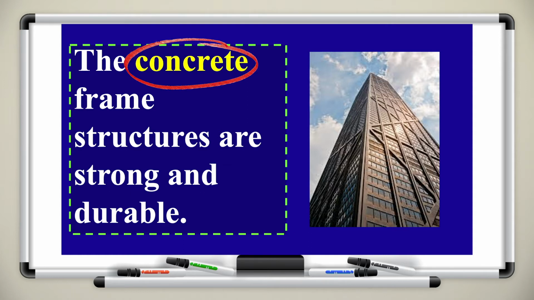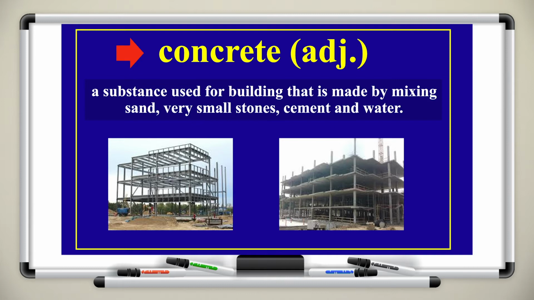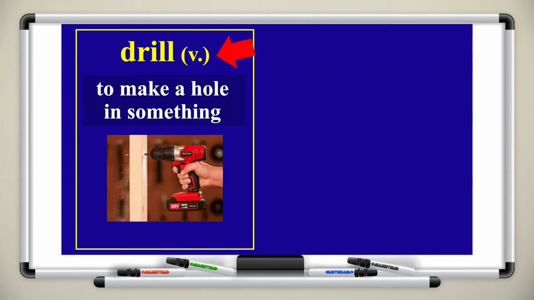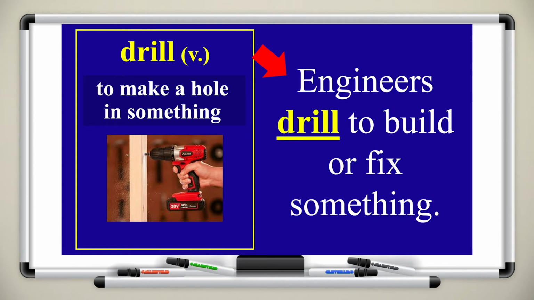We have the word concrete. It's an adjective. And it means a substance used for building that is made by mixing sand, very small stones, cement, and water. The next item is drill. It's a verb. This is also an action that is involved in building things or buildings. It means to make a hole in something. For example, engineers drill to build or fix something.